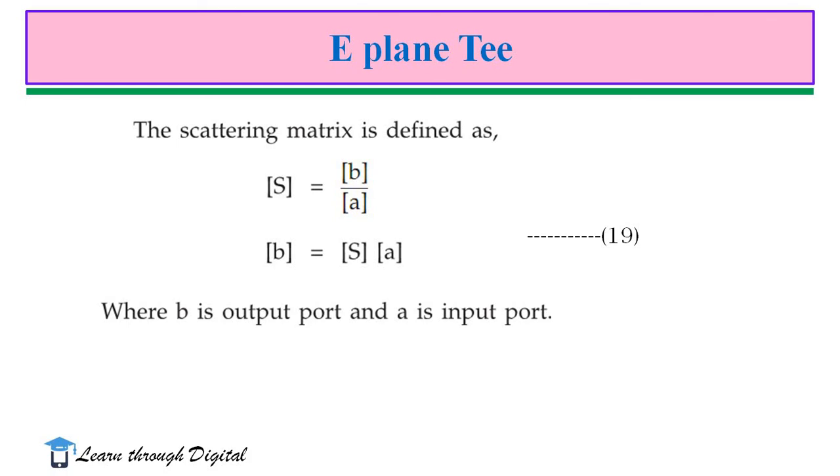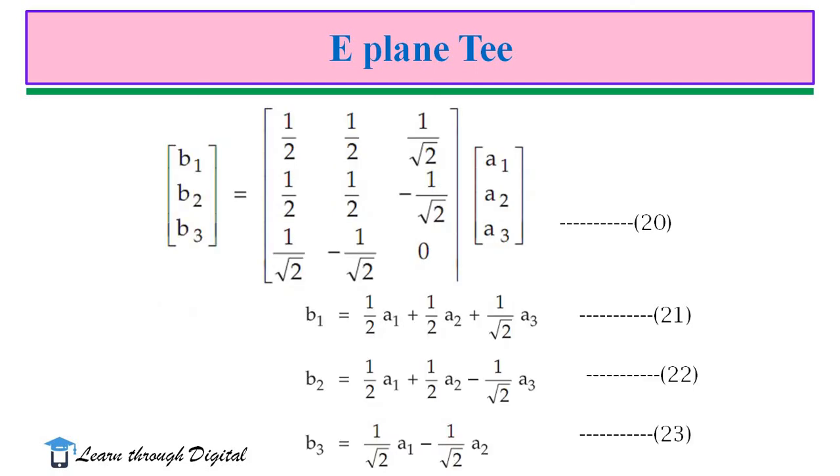So generally the scattering matrix is defined as B by A, where matrix B is equal to the scattering matrix into A, where B is the output port and A is the input port. So it can be written in equation form: B1 is equal to 1 by 2 A1 plus 1 by 2 A2 plus 1 by root 2 A3. B2 is equal to 1 by 2 A1 plus 1 by 2 A2 minus 1 by root 2 A3. Similarly, equation 23, B3 is equal to 1 by root 2 A1 minus 1 by root 2 A2.